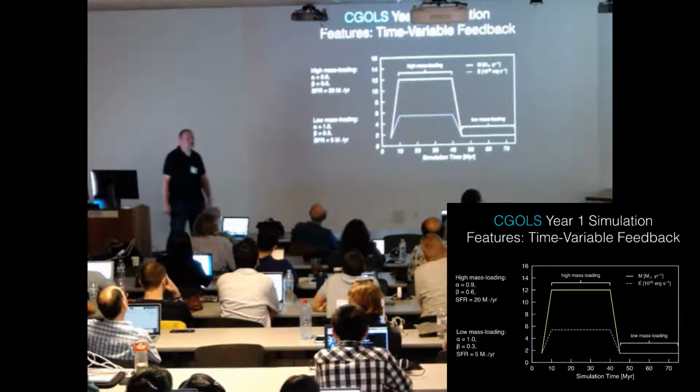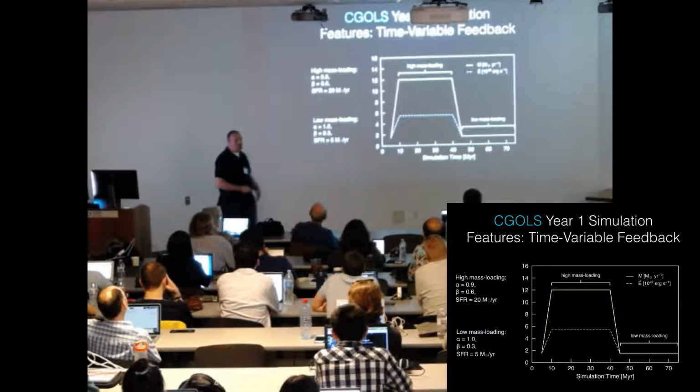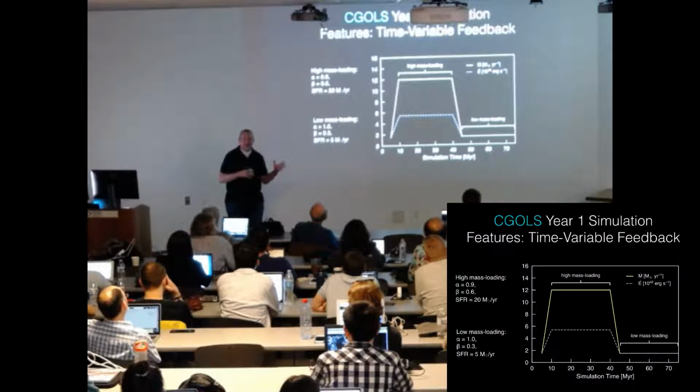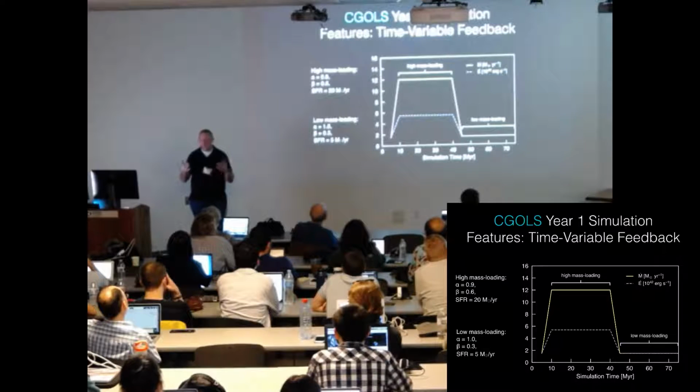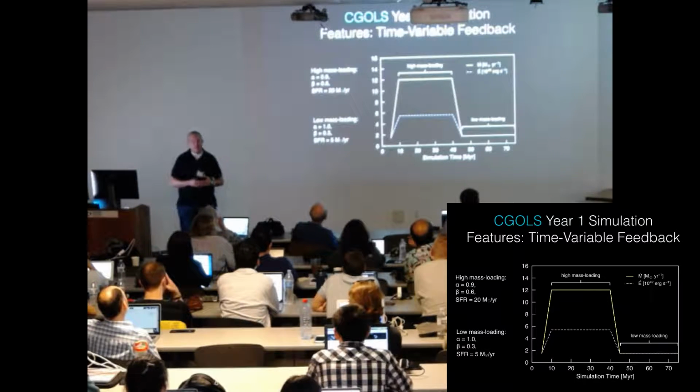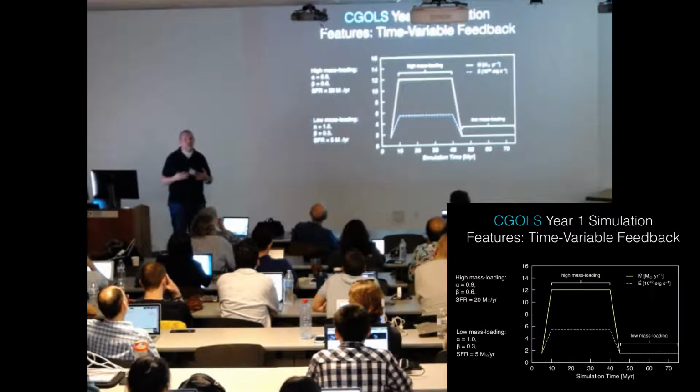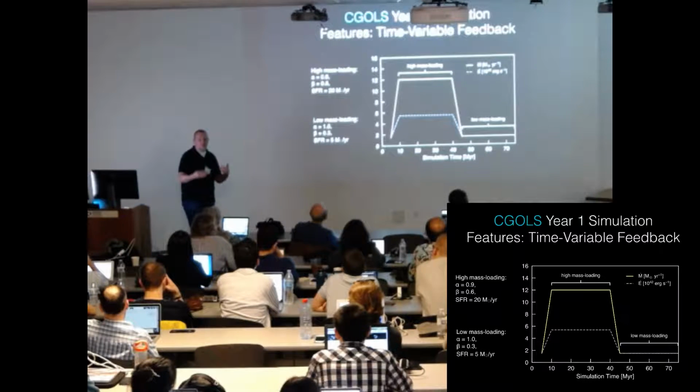Also, because these simulations are expensive, for every simulation we have 2 mass loading states. We have a high mass loading and a low mass loading state. This changes the effective eta that you might say, or some people call it beta, the mass loading, and also the energy loading. We do this so that we can get more than one simulation out of a single run.